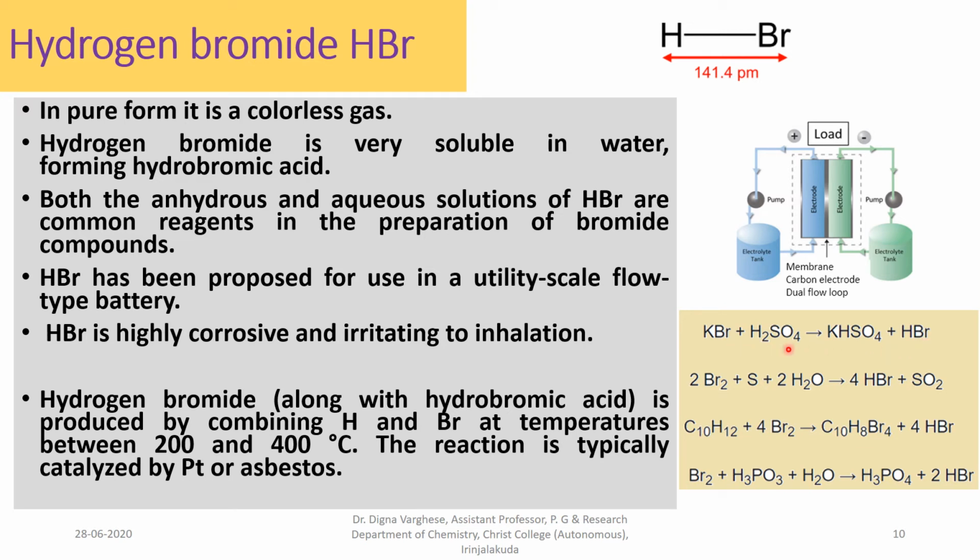In this reaction, concentrated sulfuric acid is not used, because hydrogen bromide, by the action of concentrated sulfuric acid, can be decomposed into hydrogen and bromine. The second reaction is bromine reacting with water and sulfur to form hydrogen bromide and sulfur dioxide. Bromine reacts with tetralin, giving hydrogen bromide, and bromine reacts with phosphorous acid and water, giving phosphoric acid and hydrogen bromide.